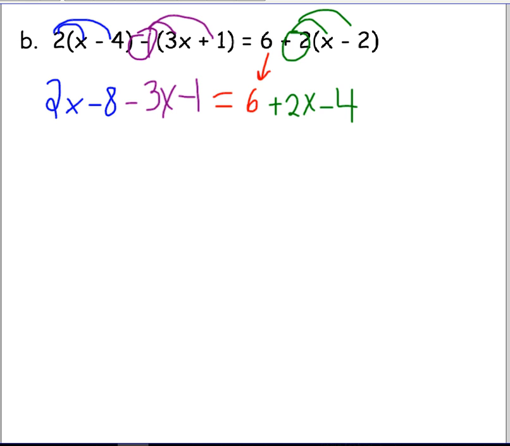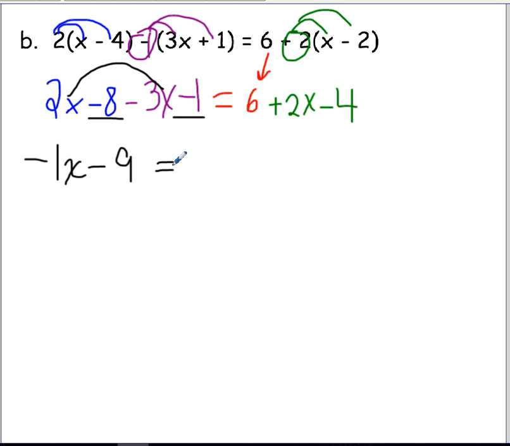Now that we have that done, again, we will combine like terms. So we have our 2x and our -3x as like terms. 2 minus 3 is -1, so we have a -1x. When working through my problem, I like to put that 1. It's not necessary. You could have just written -x if you wanted to. Here we have -8 and -1 as like terms. So if we combine them together, we get -9.